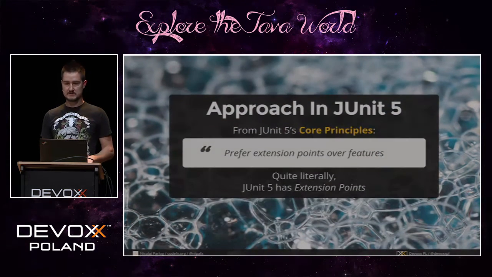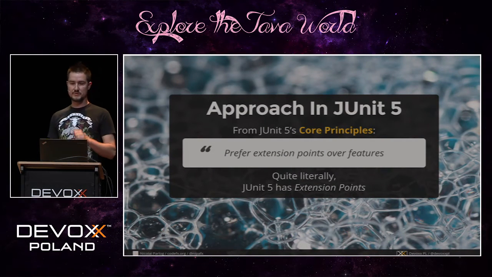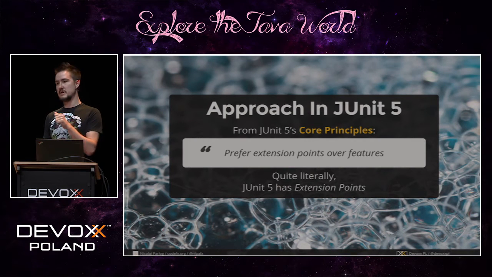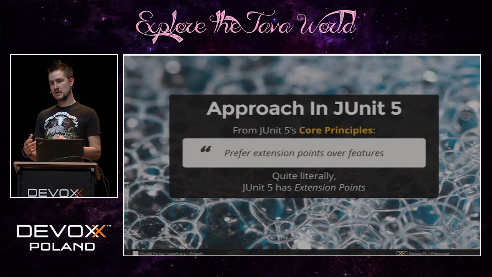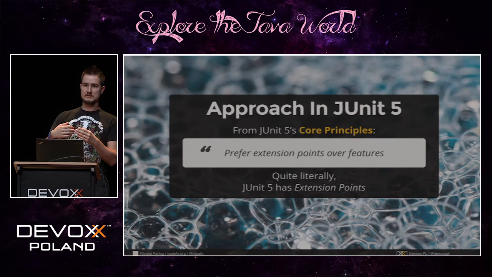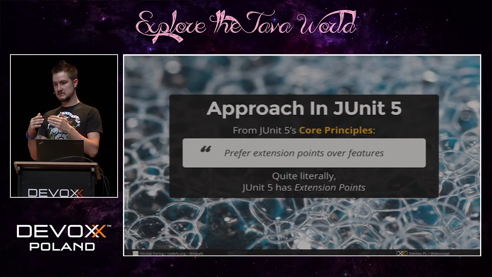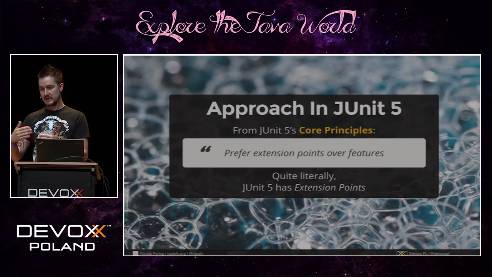So when JUnit 5 set out, they decided on some core principles, and one of those was to prefer extension points over features. So whenever possible, the question was, do we have to implement this ourselves as a feature, or can we provide an extension point, and then maybe, if it's really important, already provide an extension that does this, but without being privileged, without having some special status within the JUnit 5 code base. So the JUnit 5 team repeatedly creates features as an extension to their own work.